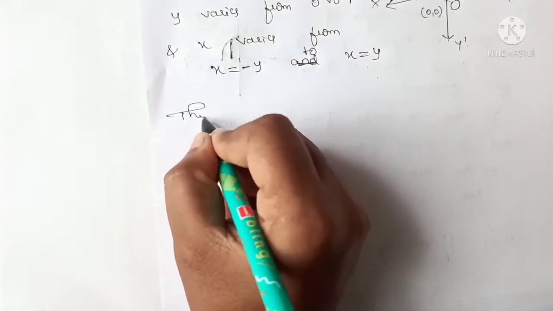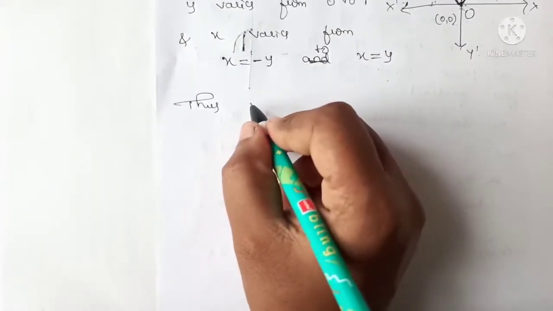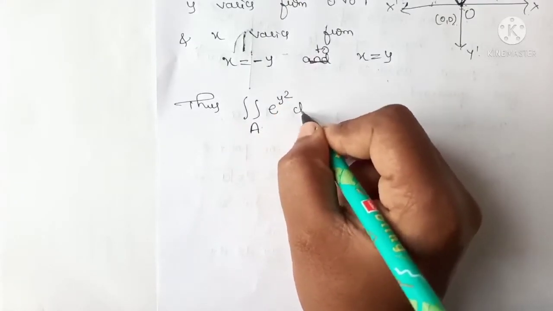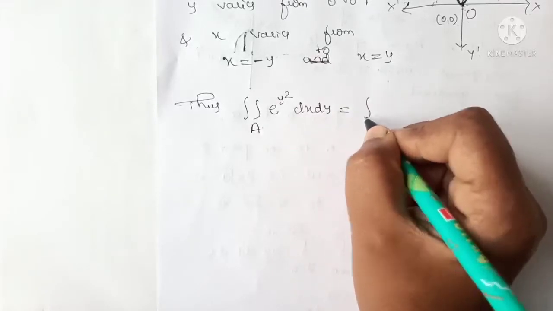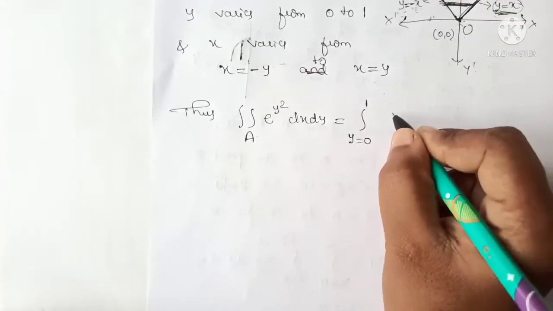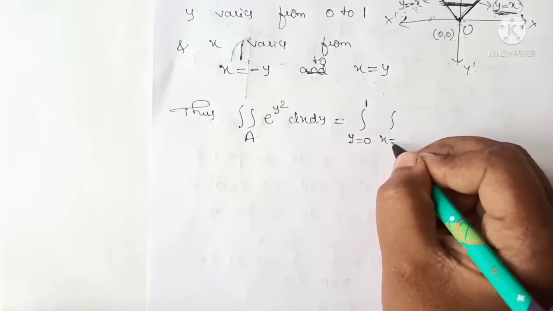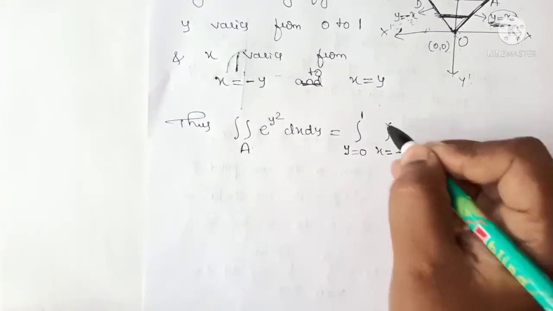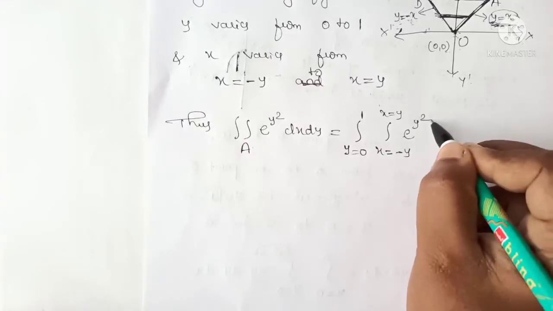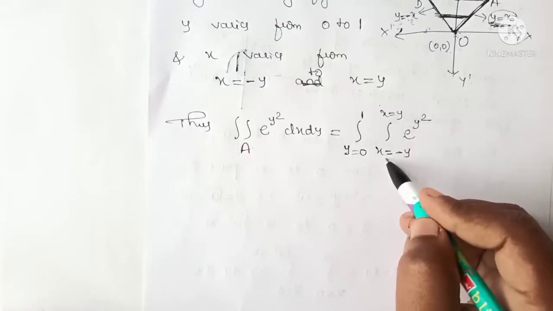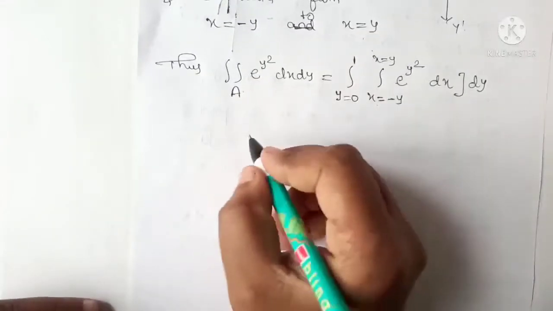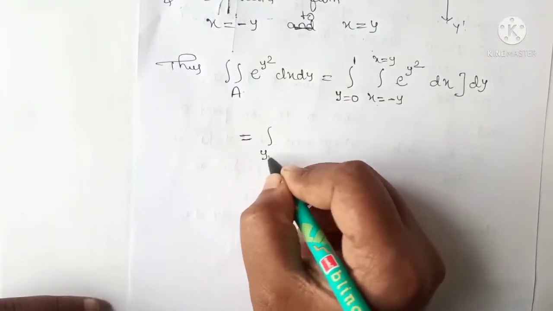Thus the given integral of e power y square dx dy can be written as, first we write the constant limits outside, y equals 0 to 1, and x equals minus y to x equals y, and the function is e power y square. These are the limits of x, therefore we write dx first, then dy. Then we integrate this one.